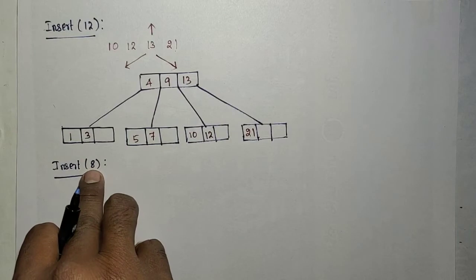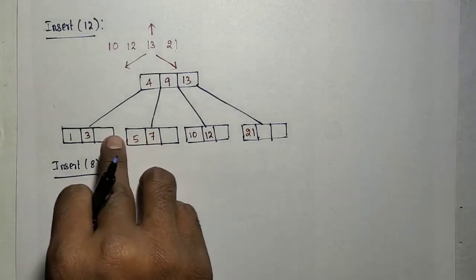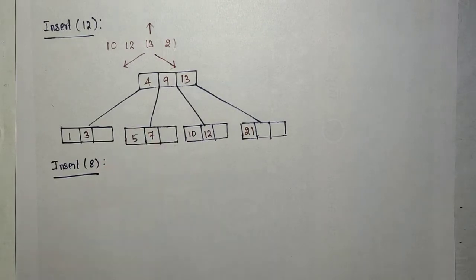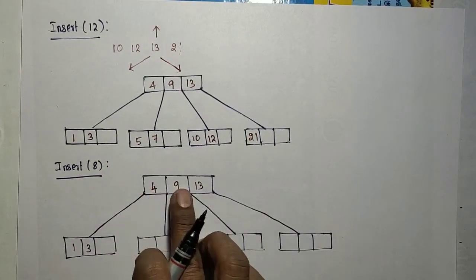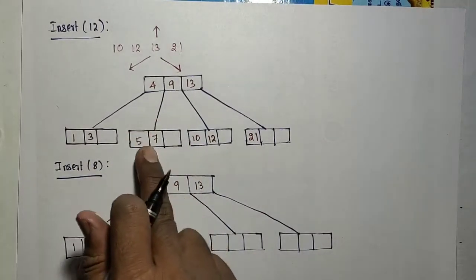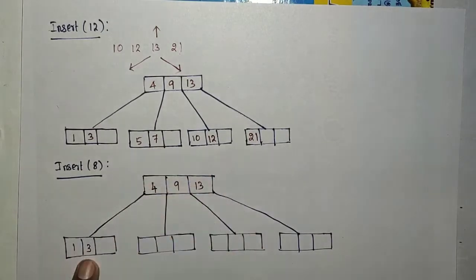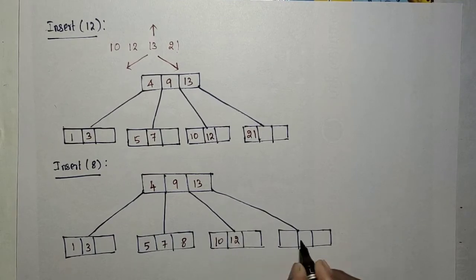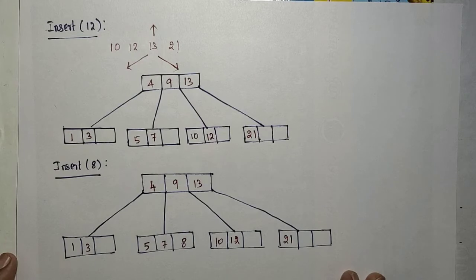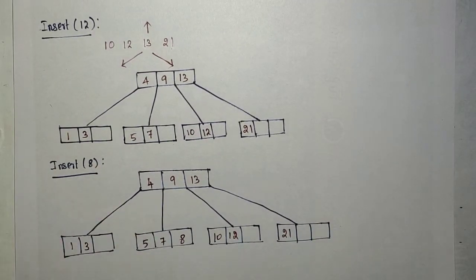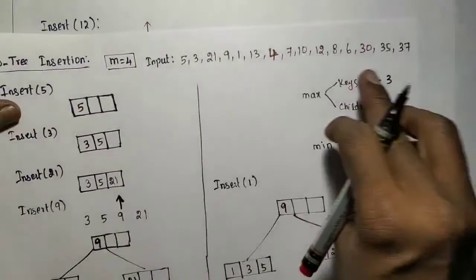So I need to insert the 8 in this leaf node and check for the space. The space is available. So I can simply insert that 8 into that node. 4, 9, 13. So here 5, 7, 8 will be inserted at this node. So that 5, 7, 8. Okay, and here 10, 12 and here 21. So no change. Okay, so this is the tree after inserting 8. The next I want to insert after that 8 is 6.